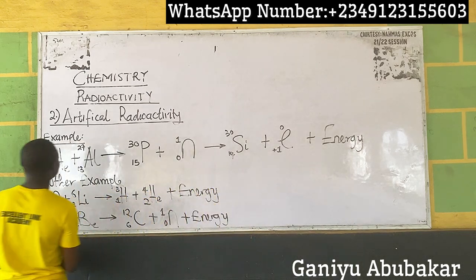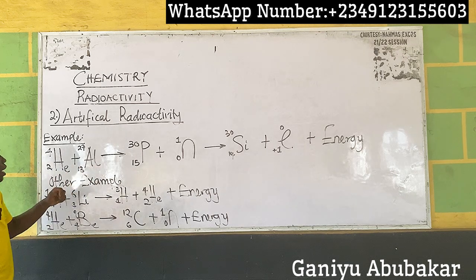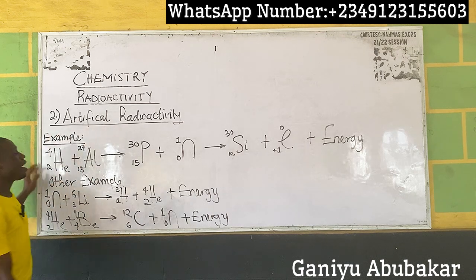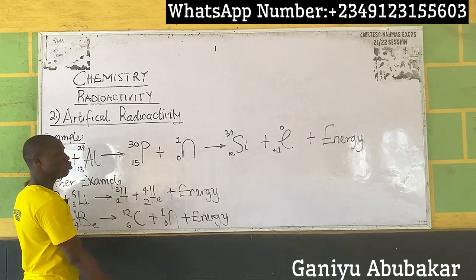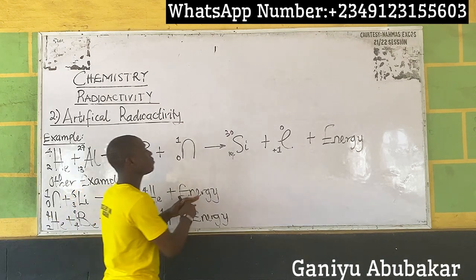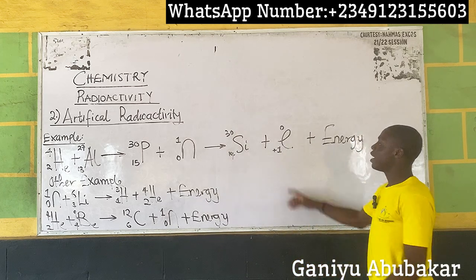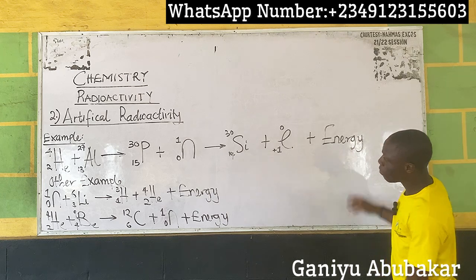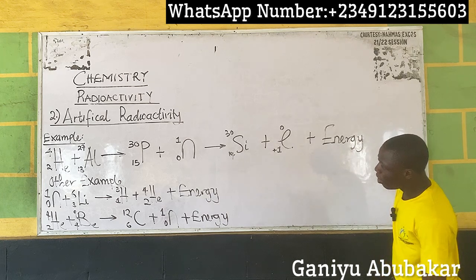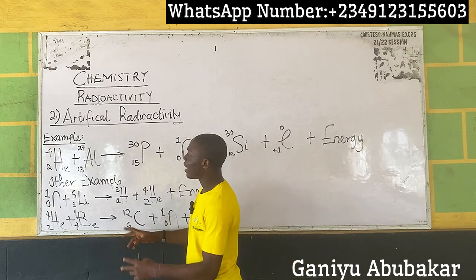Observe that I have helium, He, bombarded with aluminium, mass number 27. I have phosphorus, bombarded with this, your neutron, right? And I have silicon combined with an electron, right? To give you some energy. I have this one here. All right, if you observe closely, let's see this is balanced.